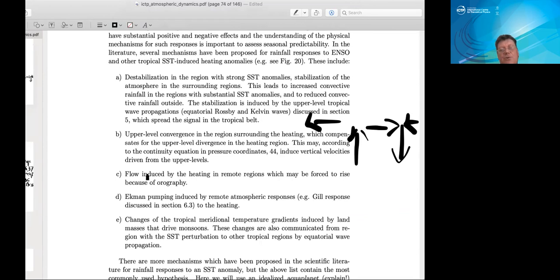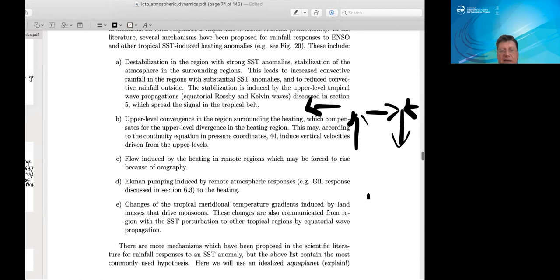Then, for example, you may induce flow changes in remote regions. We have seen that the Gill response was already suggesting that there are remote wind responses, not local. The Kelvin and Rossby waves carry the signal everywhere, and we get wind responses remotely. Now, if we assume that there's an orography, and the wind is forced to flow against the orography, it may be forced to rise. So we get another mechanism for rising motion in that case, and that would lead again to condensation and to increased heating and rainfall in that region.